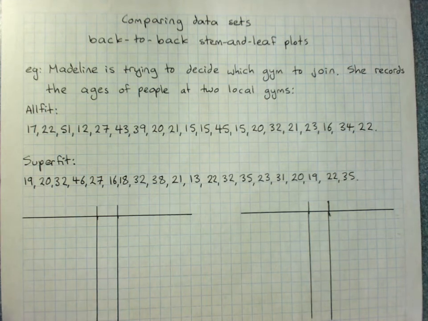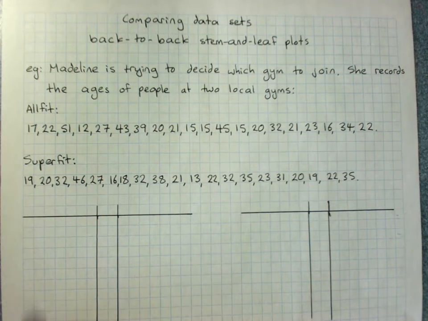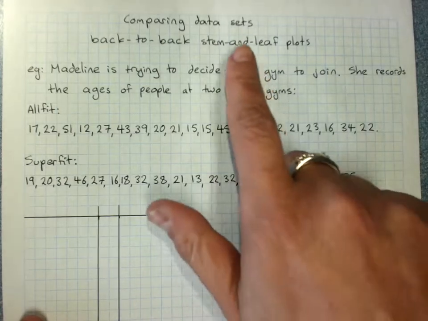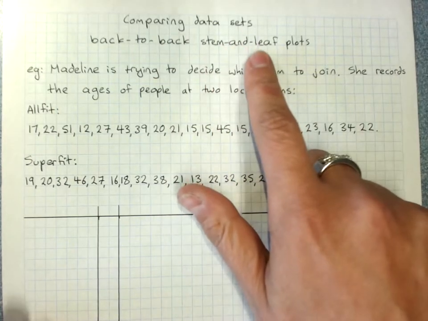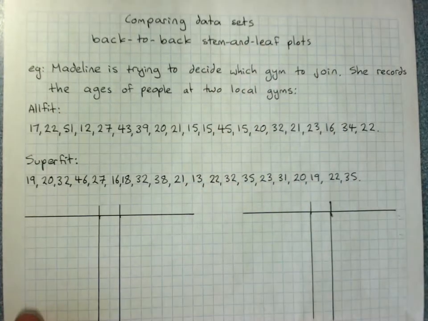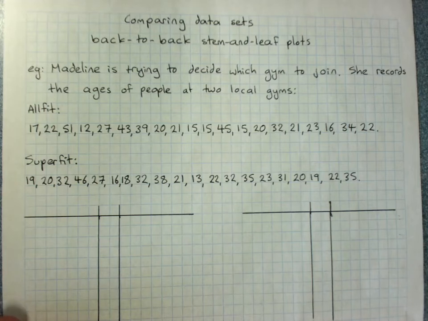Comparing data sets: back-to-back stem and leaf plots. We've already learned to make stem and leaf plots. Back-to-back stem and leaf plots let us compare two sets of data very easily.